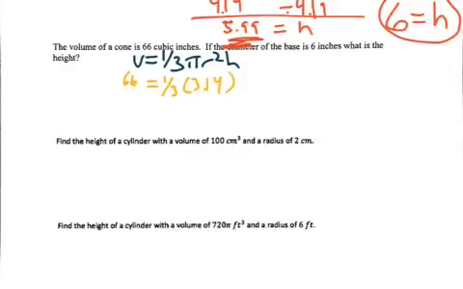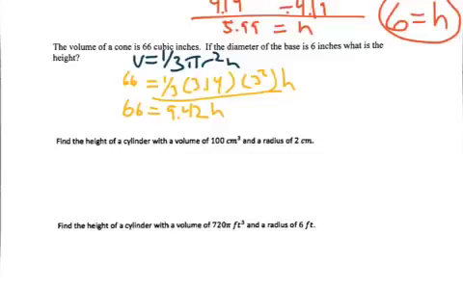Did they tell me the radius? No, they're telling me the diameter. The diameter is 6, so that means my radius is 3. So 3 squared times h. Again, clean up all this multiplication out in front. So 66 equals, when you do that, you get 9.42 h. And again, the last step to get rid of that 9.42 in front of the h is divide both sides by 9.42. And when you do that, you get 7 equals your height. Okay?